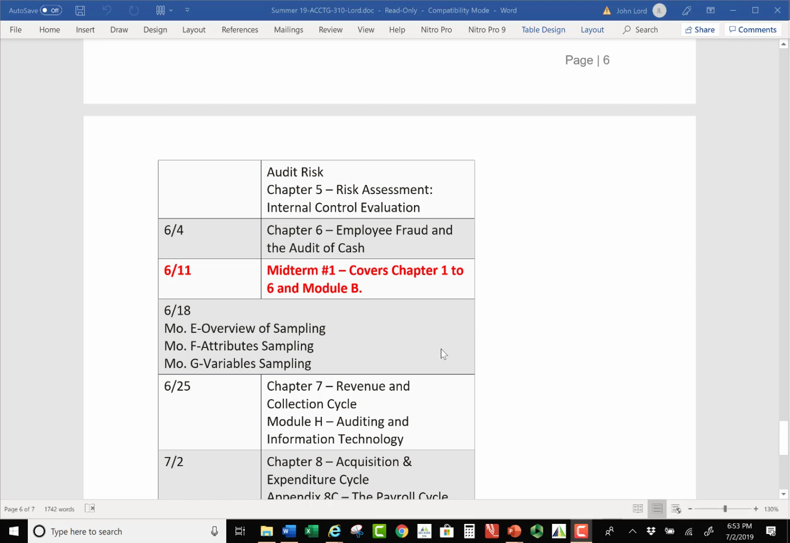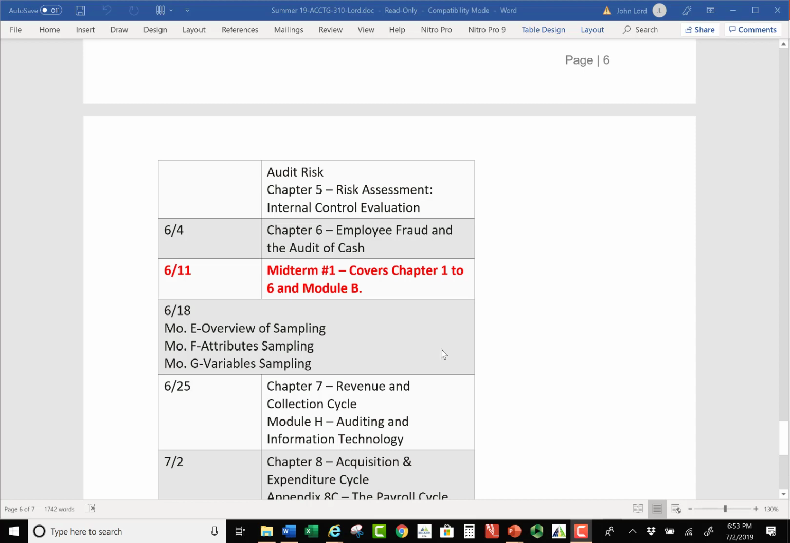Today we are going to finish module G, which is about variable sampling. Really, more specifically, we should be saying using sampling for substantive testing. We're going to talk not so much about variable sampling as a sampling method called dollar unit sampling, or probability proportionate to size. Those are synonymous terms. So we'll finish our discussion of sampling, talking about how we'll use sampling for our substantive testing.